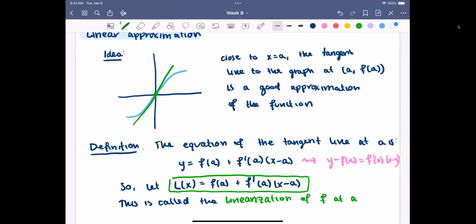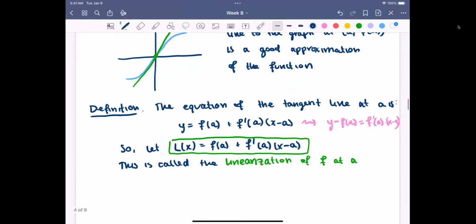Okay, so this is the linearization of f at a. And so the idea of this method is that for x close to a, we have that f of x is approximately equal to this L of x. Okay, so that's sort of like how this linearization is used. Are there questions at this point? We'll do a couple of examples.